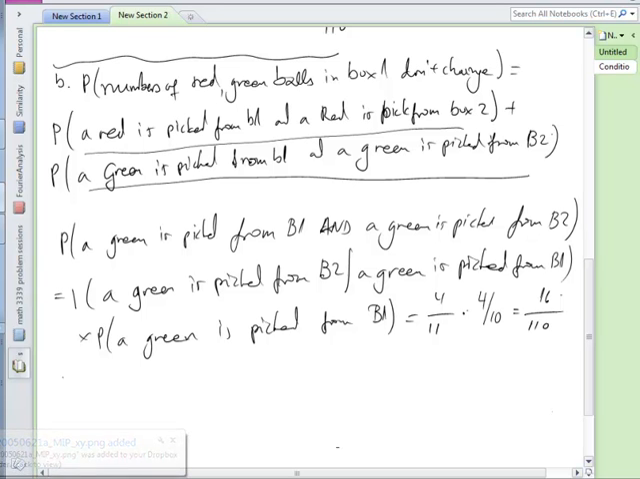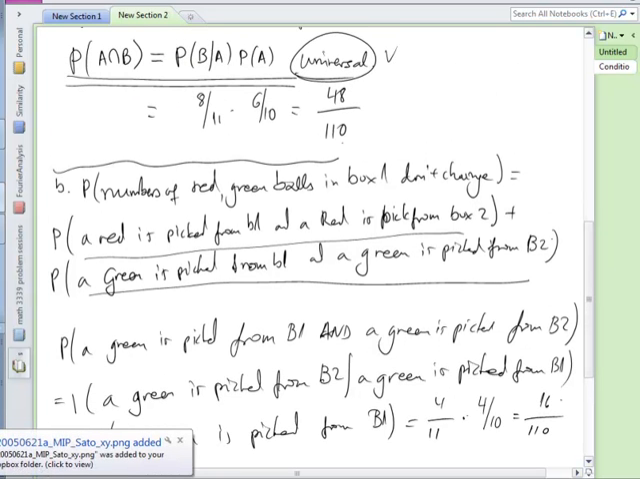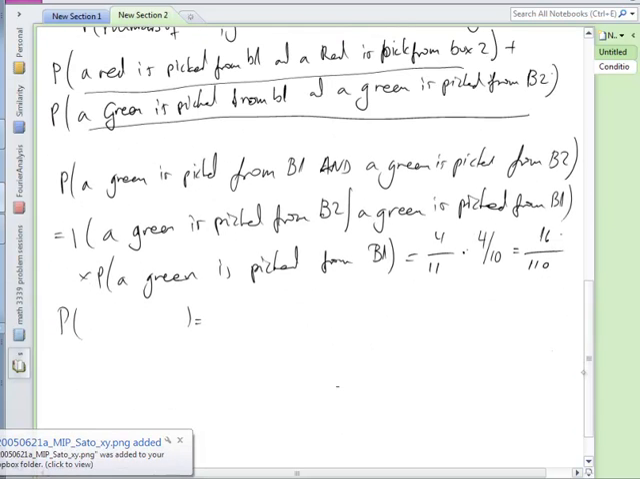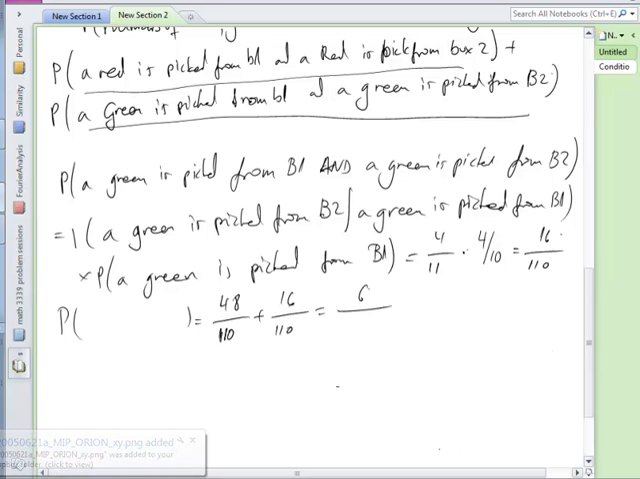So, the probability that we were asked to find is the sum of the probabilities that we have already calculated, 48 divided by 110 plus 16 divided by 110, which gives us 64 divided by 110.